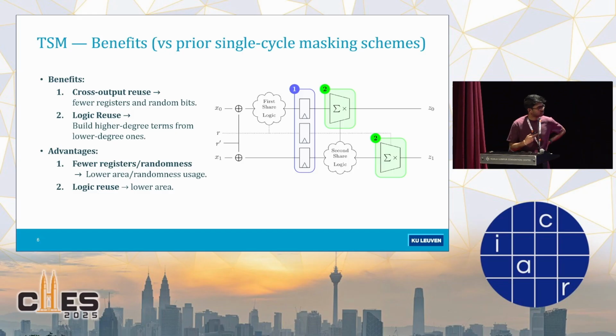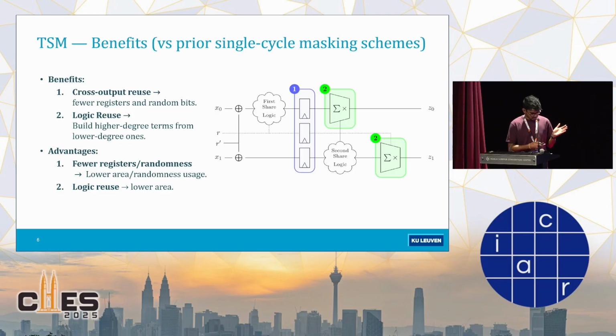So the benefit of TSM compared to previous schemes, or why it's more efficient, is because of two things. The first one is every S-box has multiple coordinate functions. For example, PRINCE has 4 and AES has 8. So with TSM, you can commonly compute the terms that you use in different coordinate functions. And that reduces the area and randomness usage because you have fewer registers to store the intermediate state. And you can also reuse logic, because if you want to compute a higher degree term, you can also use the lower degree term to compute the higher one. And that also results in less area.